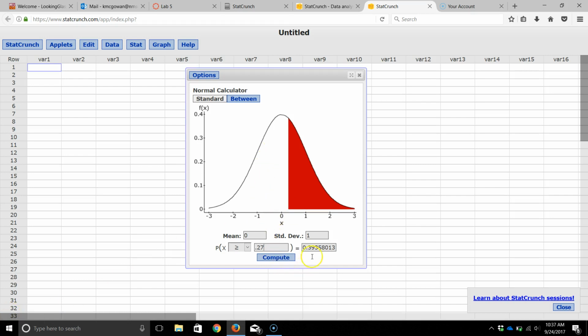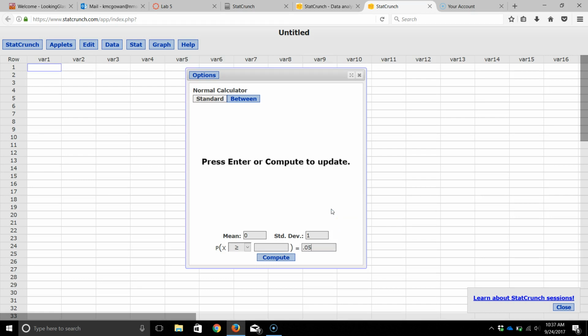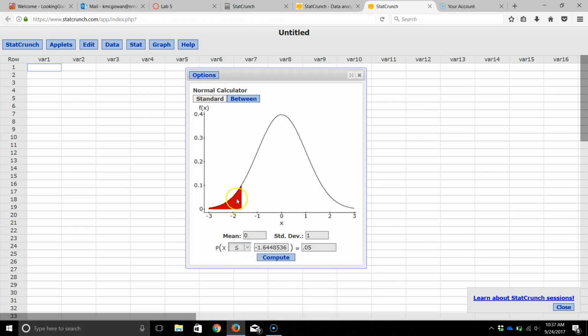I can also specify an area and a direction and have the calculator compute the boundary value. What I'd like to know is the boundary value that cuts off an area of 0.05 to the left. So the boundary value of negative 1.64 cuts off an area of 0.05.